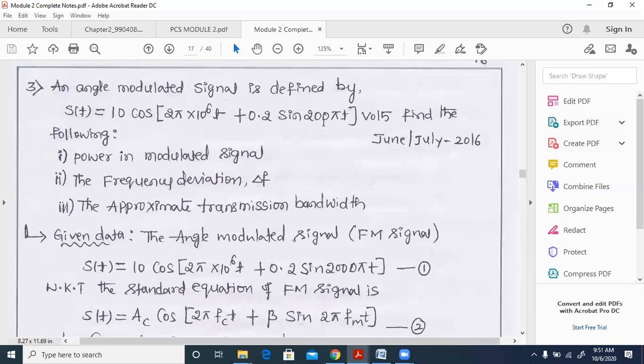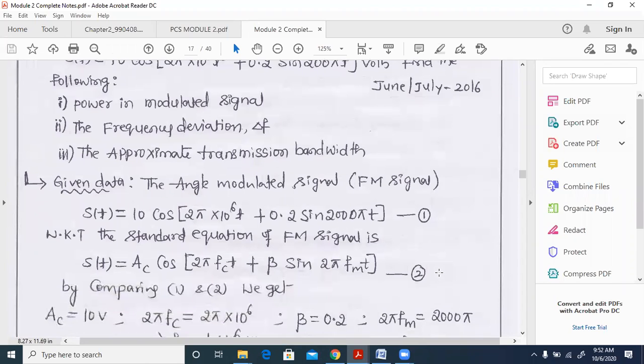So there's a confusion here. This is 200 and this is 2000. Let us consider this 2000 only. We can assume that this is also 2000, so don't bother much about it. Now you can write all those values.